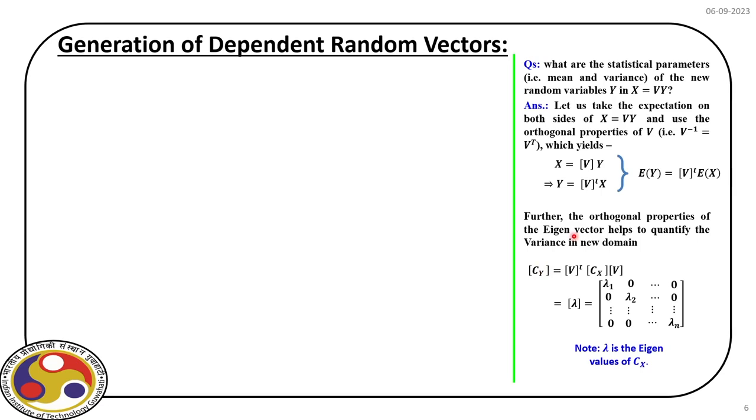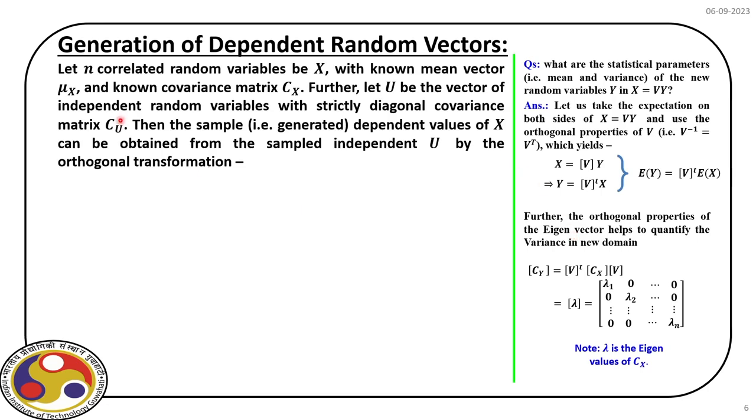Now, the same way we can actually simulate a correlated sequence from the uncorrelated sequence. So in this case, we have n random variables, that is x. It has a mean vector mu x and a covariance matrix Cx. Now, if we have a set of random variables u which are independent and have strictly diagonal covariance, that is Cu, then we can generate samples of x from the samples of u. And what is the transformation? This is x equal to A transpose u. This is exactly similar to what we did earlier.